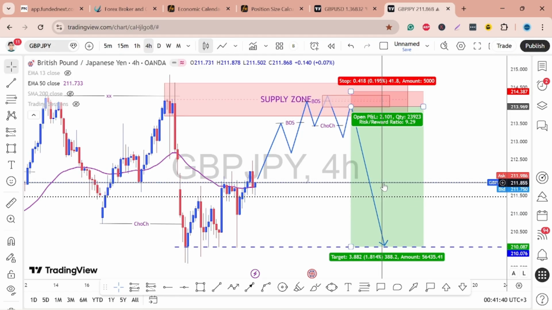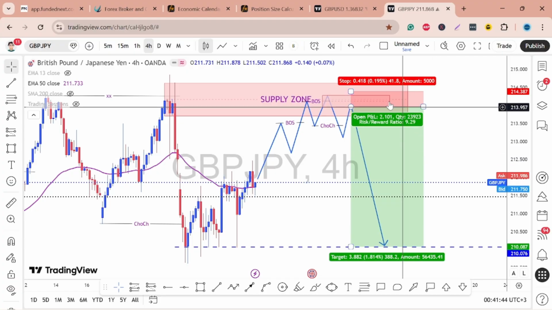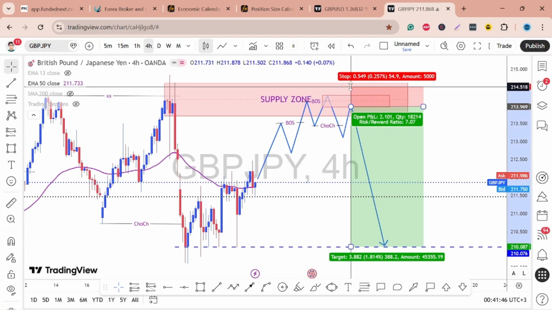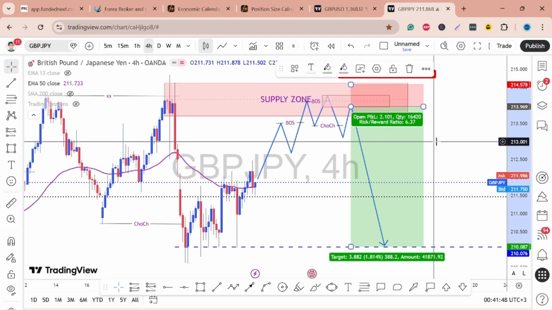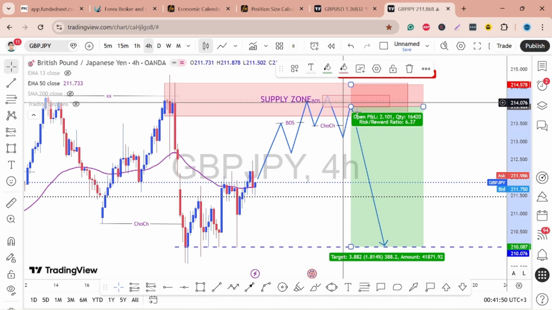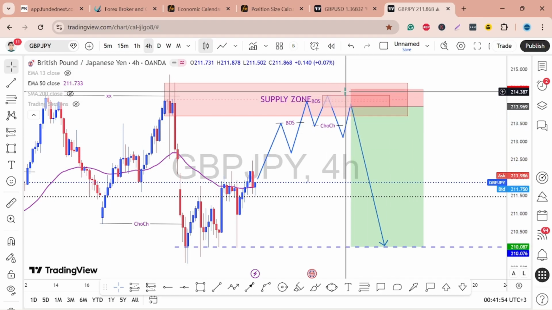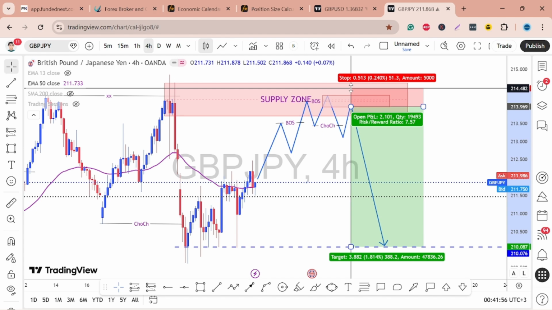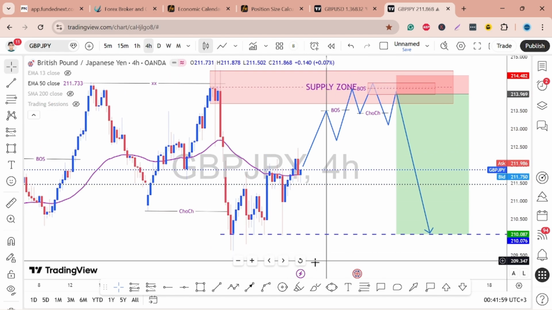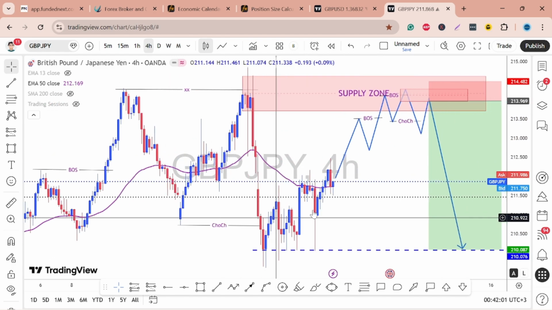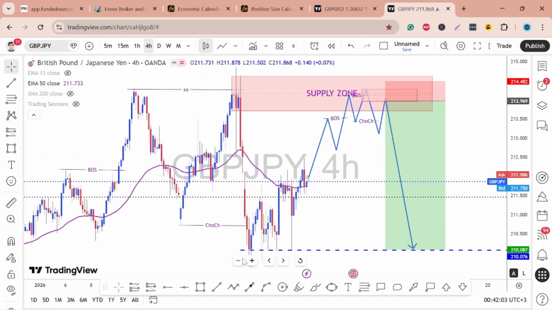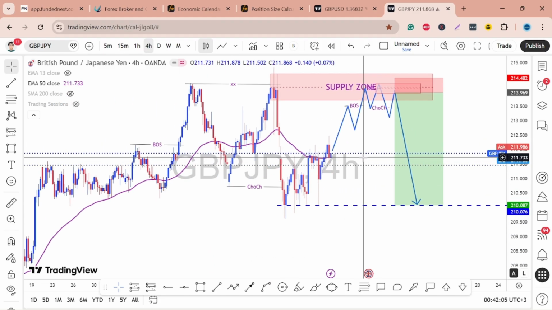So this would be a 1:9 risk reward ratio trade. However, you may actually give your trade some room, maybe 50, because this is GBP JPY. But this is a signature setup that I would be looking for on GBP JPY.